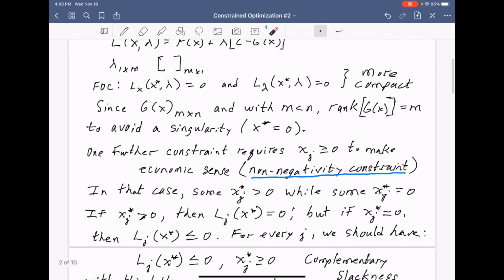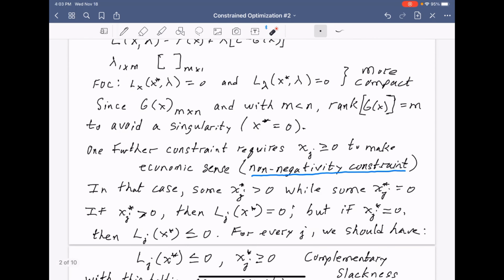One further constraint requires that xj be greater than or equal to 0 to make economic sense of these variables. We can't very well have negative xj's because that would not make any sense. So in that case, some of the xj may be positive, greater than 0, while some are actually equal to 0. When we solve this problem, in most cases we'd expect xj to be greater than 0.